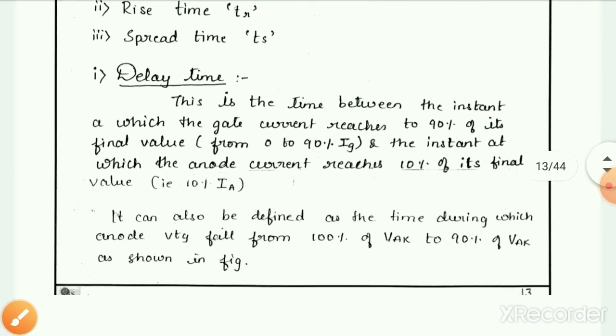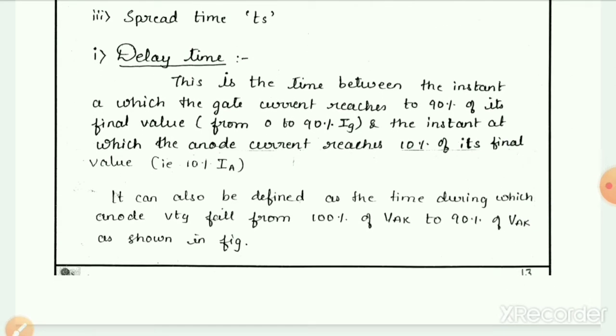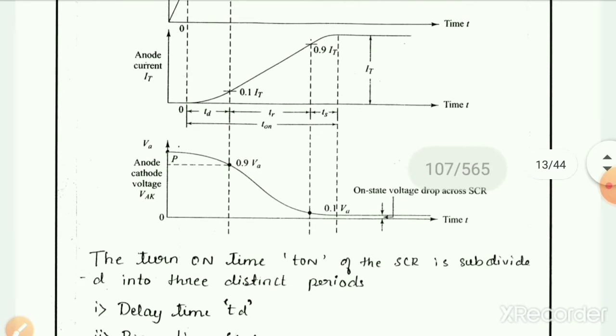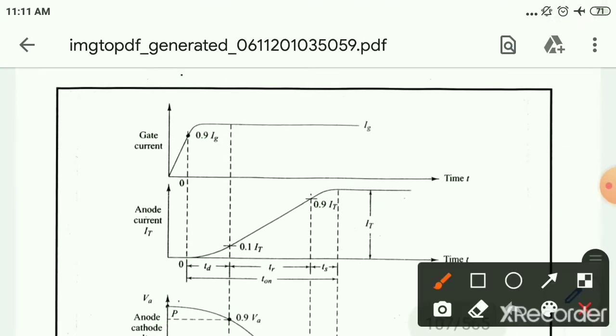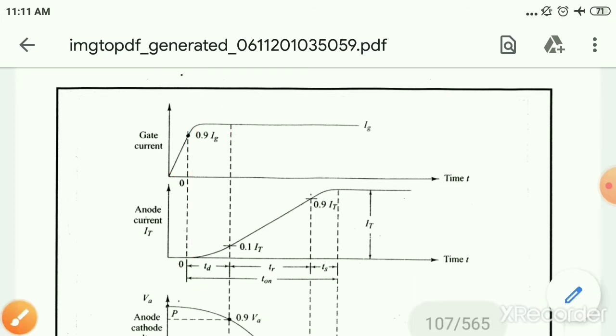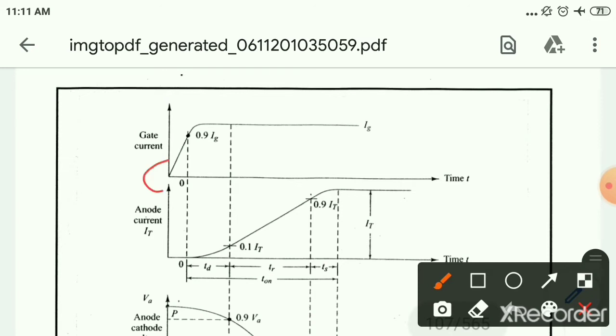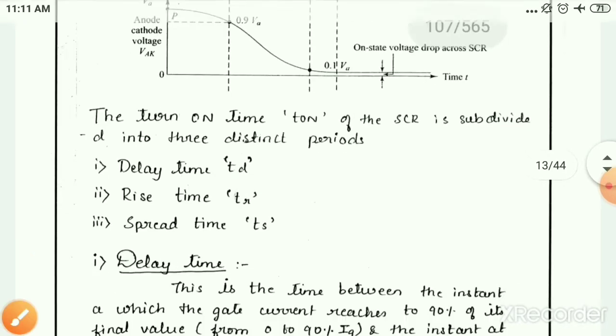Here delay time is the time between the instant when the gate current reaches 90% of its final value. So from 0 to 90%, the time required to reach from 0 to 90% is called the delay time, TD. Ig is initially 0, so 90% means 0.9 Ig. The time required to reach that value is called the delay time here.